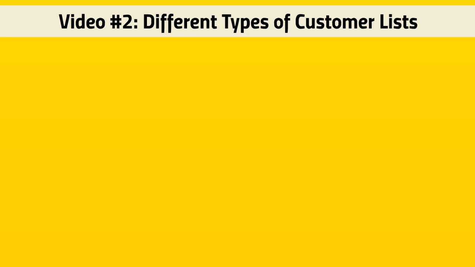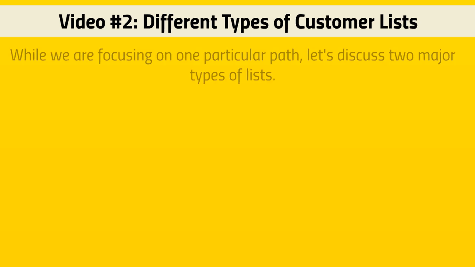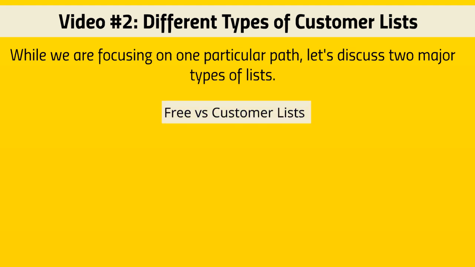Okay, so welcome back. This is video number 2, and we're going to talk about the 2 different types of customer lists. Now, while we're focusing on just one particular path, I really want to talk about 2 major types of lists because I really want you to get into that mindset of understanding why there are 2 different lists and why we are really focusing on just one particular one.